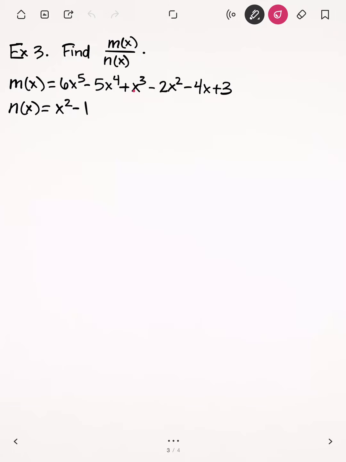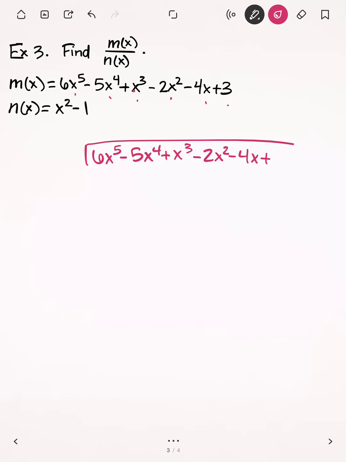Okay, looking at example 3, I want to find m of x divided by n of x. I look at m of x, I have an x to the 5th, an x to the 4th, an x cubed, an x squared, an x, and a constant. Ooh, there's so many of them. But it's in standard form. I'm not missing anything. So here we go with this process. So I'm going to rewrite it. I'm dividing by n of x, so that's going on the outside right there.